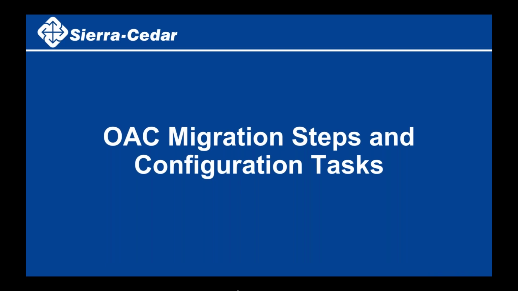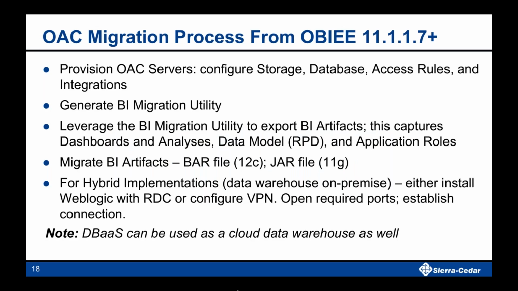OAC migration steps and configuration tasks. So let's see the actual migration tasks and how we have to plan it and how we are going to do this. The first thing, when we migrate from OBIE 11.1.7, I took this example because that is the least version that supports the direct path of migration from OBIE 11.1.7 to OAC.